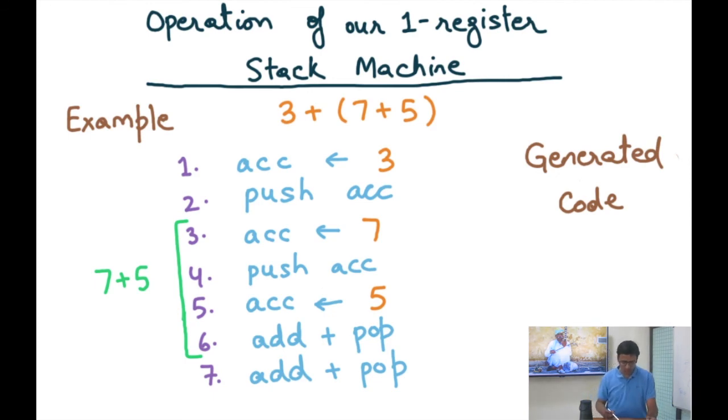Here's what the generated code would look like. It's just the pseudo code for the steps that I had in English earlier. Accumulator gets 3, push accumulator, gets 7, push accumulator, gets 5, add plus pop, which is execute add and then execute pop, and then again execute add and execute pop. I'm just putting add plus pop in a single row. Actually, these are different instructions, but I'm putting them in a single row for easy readability.